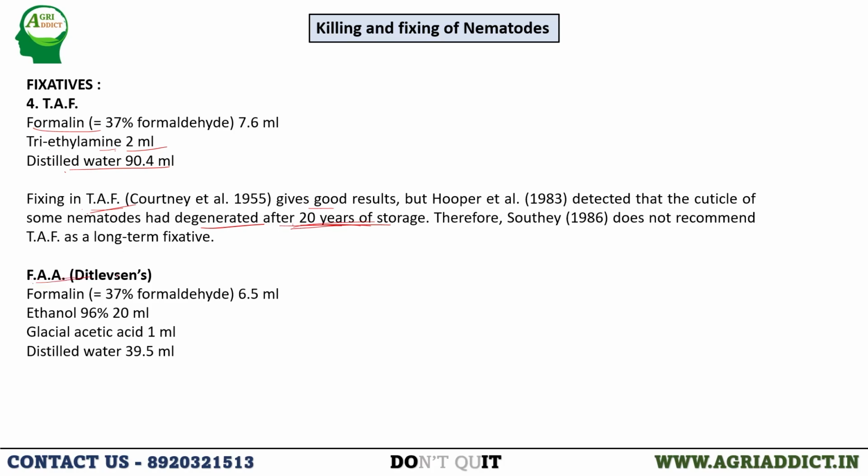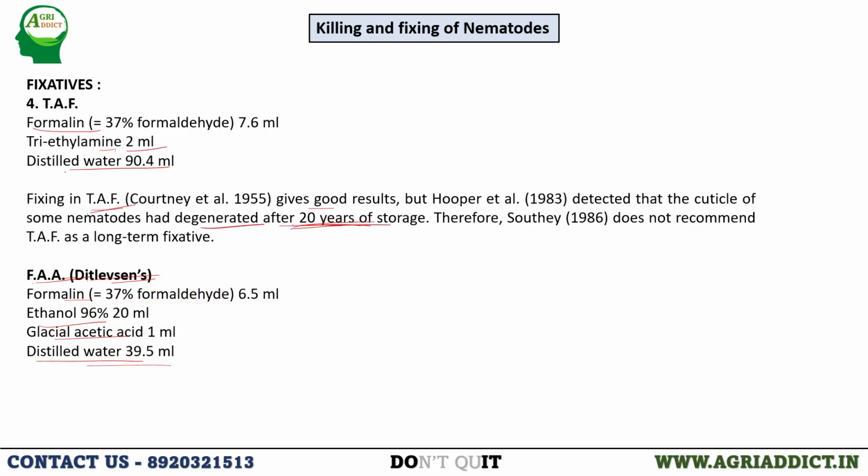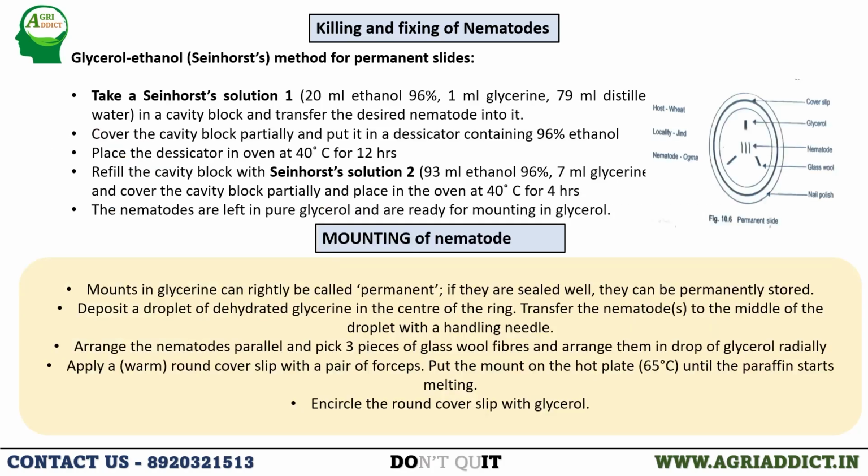Next is FAA, that is formalin, ethanol and glacial acetic acid 1 ml, and the remaining part will be distilled water. So the main thing you have to remember from the JRF point of view is just the different fixative agents, and if possible some of the compositions of important fixative agents which are used for the fixing of the nematodes. There is no need of remembering the other advantages or disadvantages of the different fixating agents.